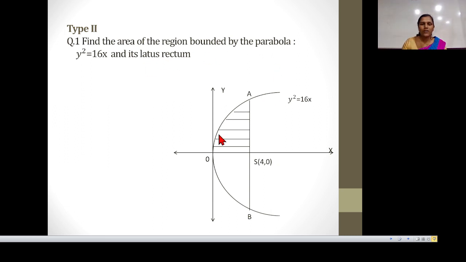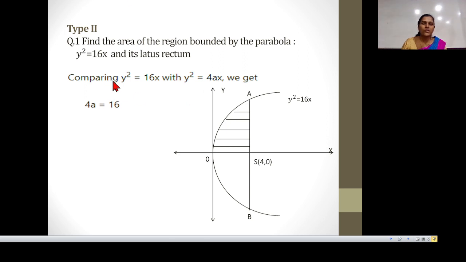So here I have drawn the curve y square is equal to 16x and its latus rectum, that is this line AB, is its latus rectum. So the area enclosed between these two curves is the shaded portion. Now we will study how to find these points and how to find this area.